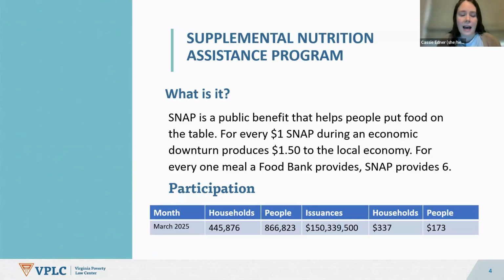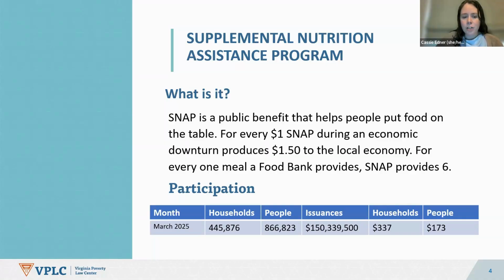Most of those households that receive SNAP have a child in the home. 33,000 veterans receive SNAP in Virginia. Over 6,379 retailers participate in the SNAP program in Virginia, and SNAP brings about $1.76 billion a year to the state of Virginia. For every dollar that we use for SNAP, it brings $1.50 to the local economy when there's economic downturn. And for every meal a food bank provides, SNAP provides 6. So SNAP is really important when you're talking about hunger and how to try to eliminate hunger.